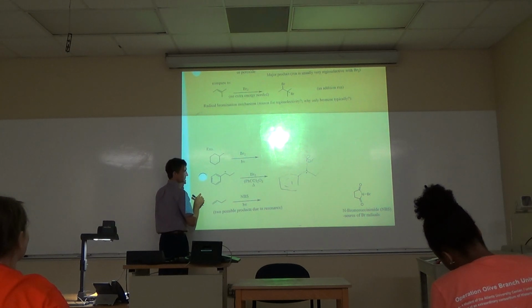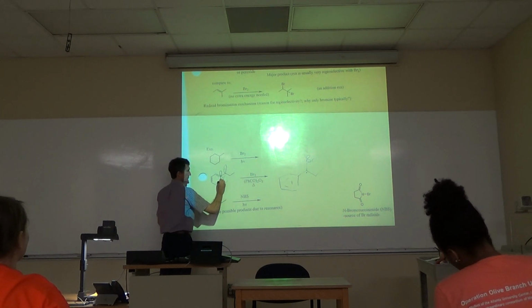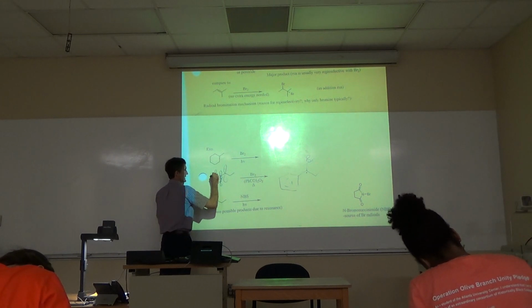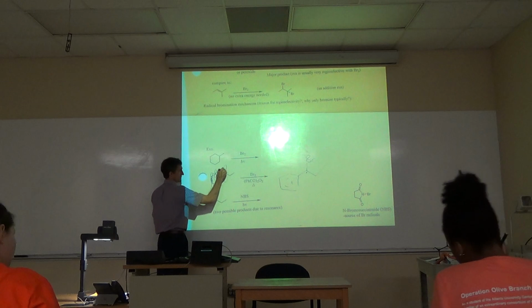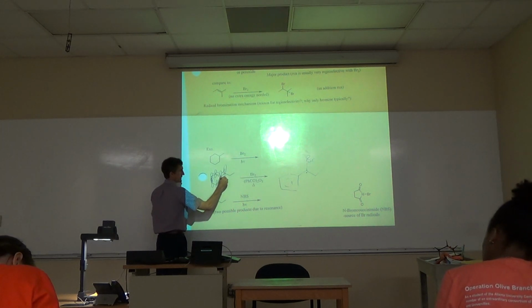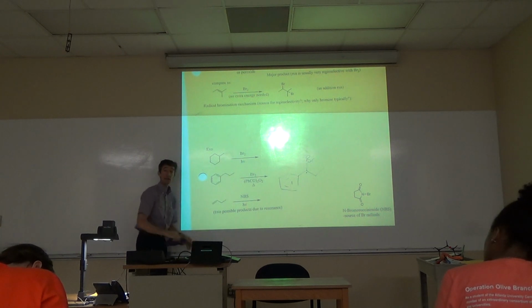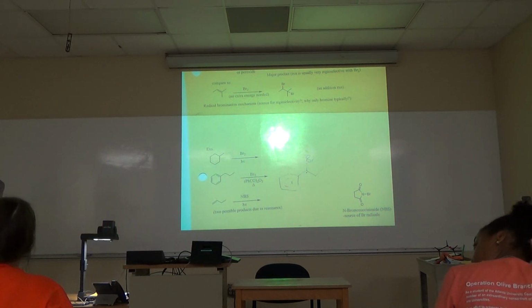Okay? And it's a single electron in a p orbital. Why? Because it's resonance stabilized, and all that. Okay? Yes, it is sp2 trigonal planar. Since it's planar, the other bromine either comes from the top or the bottom. And that's how you get both R and S.